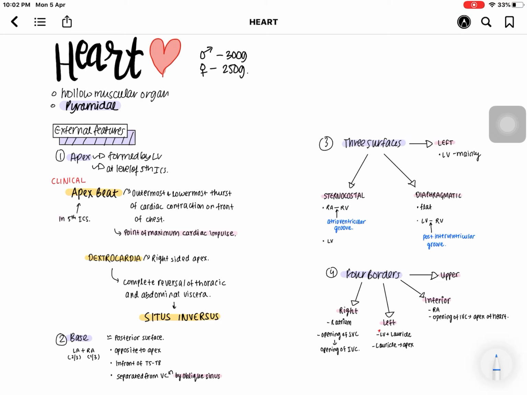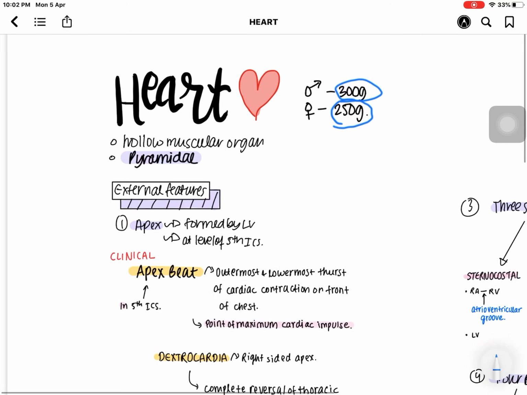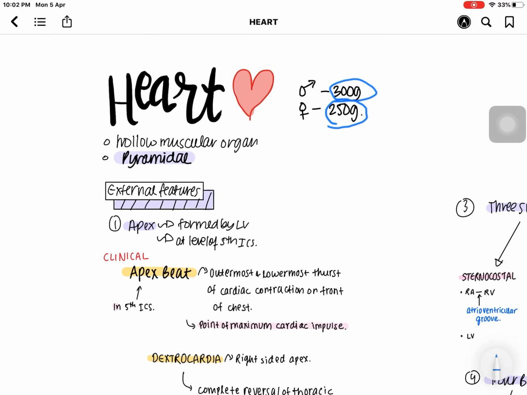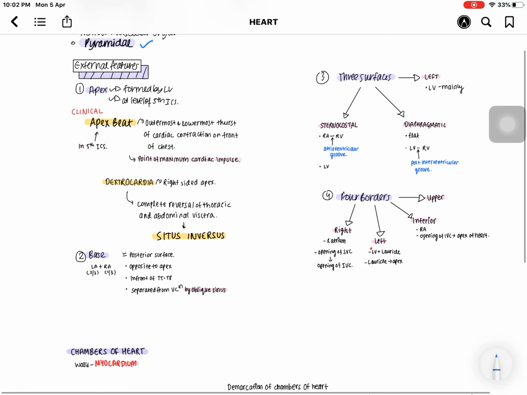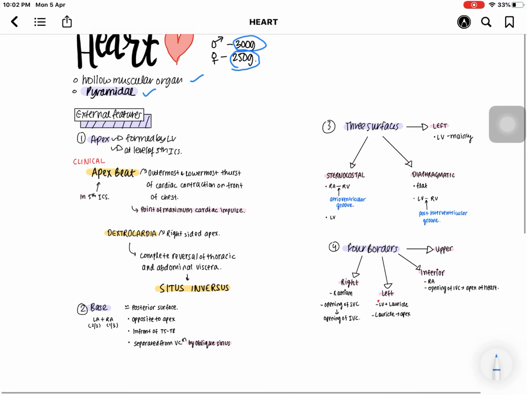Actually, the heart in males weighs 300 grams and in females 250 grams. It is a hollow muscular organ which is pyramidal. Coming to the external features, the heart consists of an apex, base, 3 surfaces, and 4 borders.